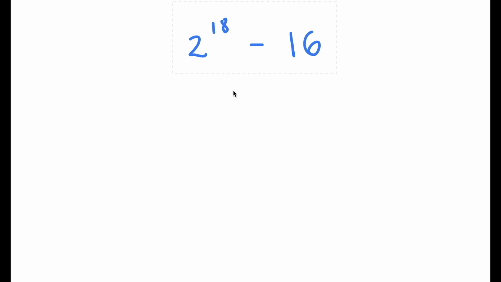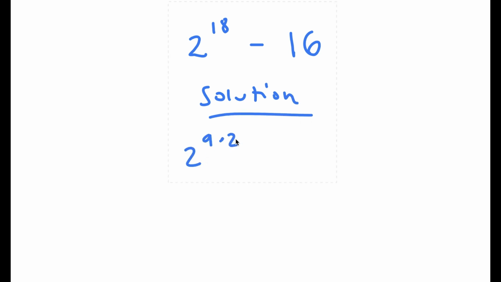Alright, so in this problem, I have 2 to the power of 18 minus 16. So to solve this, what I'm first going to do is rewrite 2 to the power of 18 as 2 to the power of 9 times 2, because 18 is equal to 9 times 2. So now I have 2 to the power of 9 times 2 minus 16.